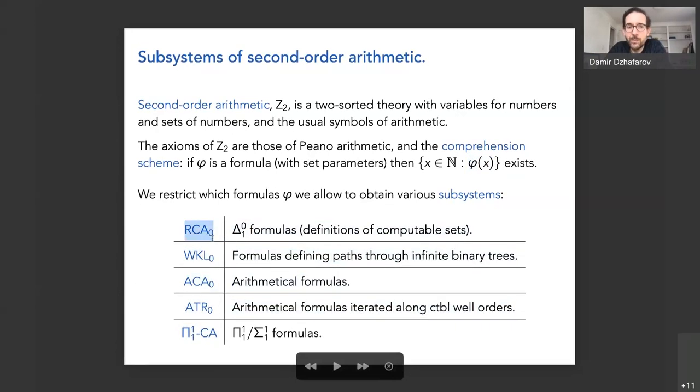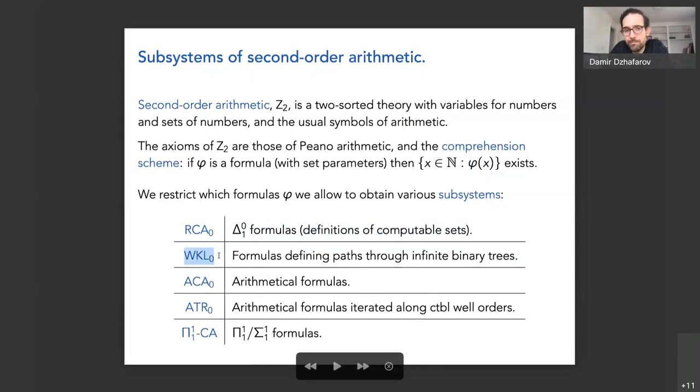RCA naught restricts phi to Delta 0-1 form. Delta 0-1 is not a class of formulas, but formulas which are equivalent to both a Sigma 0-1 formulation, with one existential quantifier, or a Pi 0-1 formulation, with one universal quantifier. So they can be written as one or the other. If you know Post's theorem from computability, then this is basically saying you can define things computably, and I'll talk more about that connection in a minute.